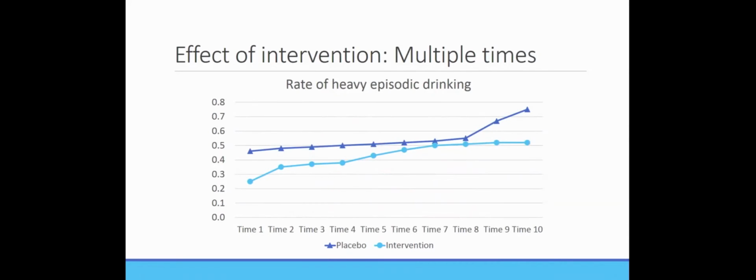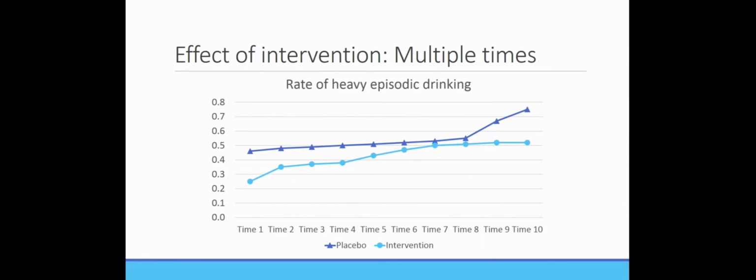Now let's suppose that we actually observed individuals, adolescents, at 10 time points after the intervention. Maybe we checked in with them every month in the year after the intervention was conducted. And we see the same data at times 1 and 2. And then if we track it over time, we follow it up at time 3, 4, 5, 6, 7, 8, and we see that the intervention effect weakens and weakens until there's no effect at all between the intervention and the placebo groups.